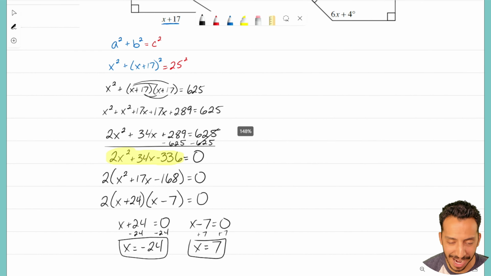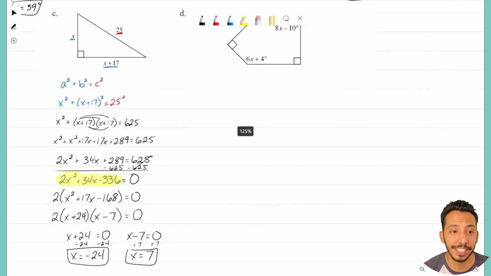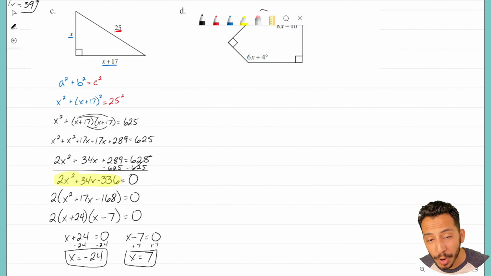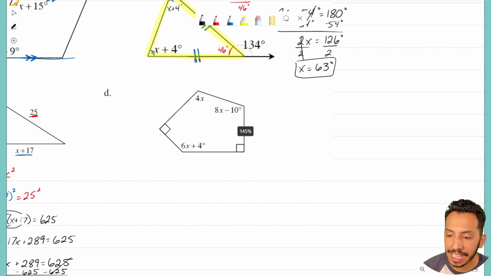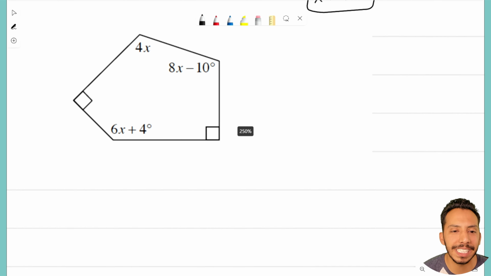Who knew? Let's zoom out. Who knew that this right triangle Pythagorean theorem problem was going to involve quadratic equations, zero product property, factoring, all that hidden in this problem? Now, something that you should be able to do at this point, but you might have just needed a little refresher, okay? Alrighty, that is letter C. Let's go ahead now and jump into problem D here. D will be a little easier for us.